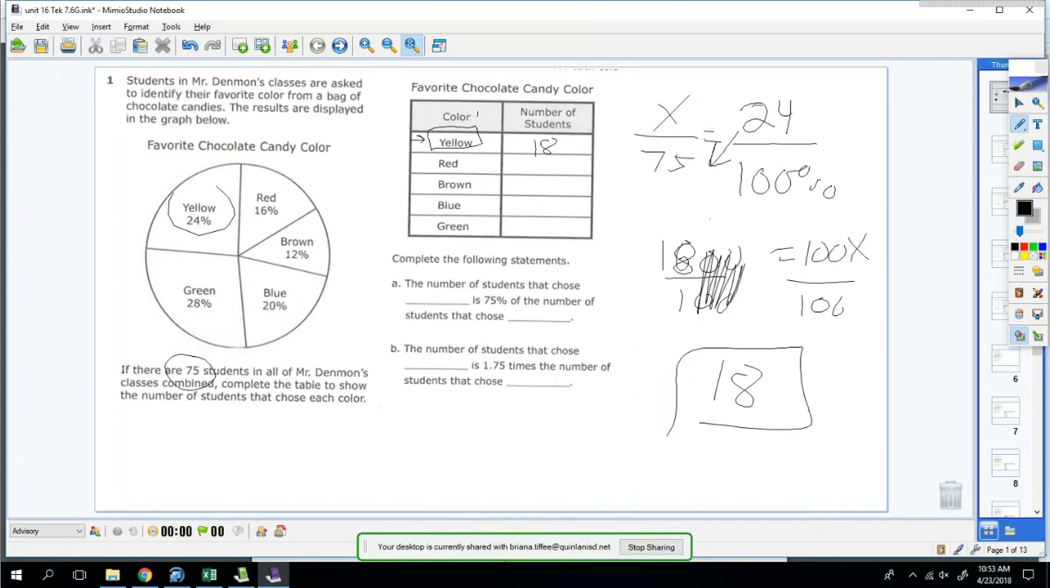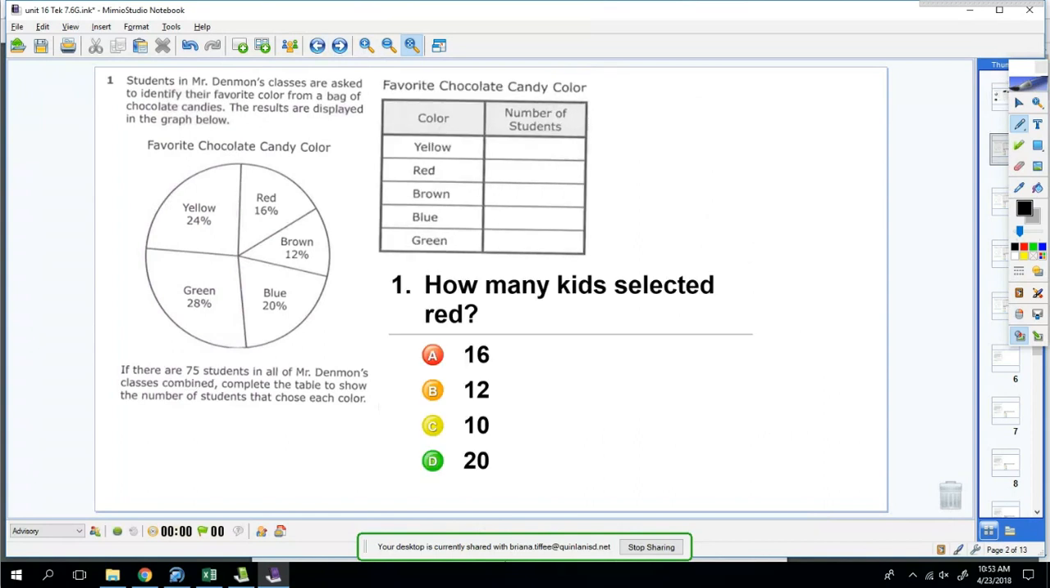So we're going to do the same thing for the rest of the colors. If you want to try it by yourself, I recommend doing that, because that's what I did in class. So I want you to try by yourself to figure out what red is. Pause the video and figure that out.